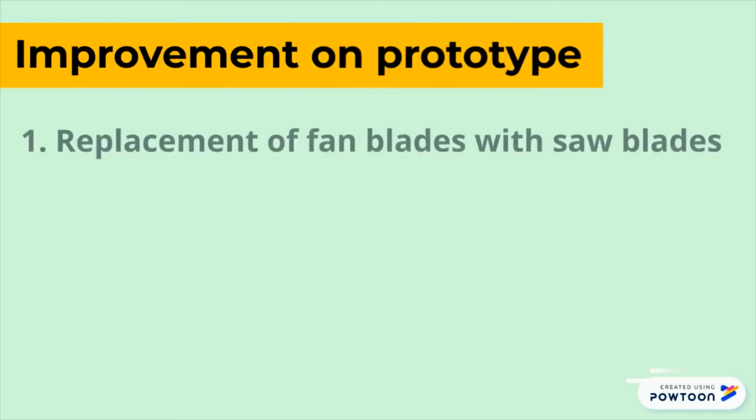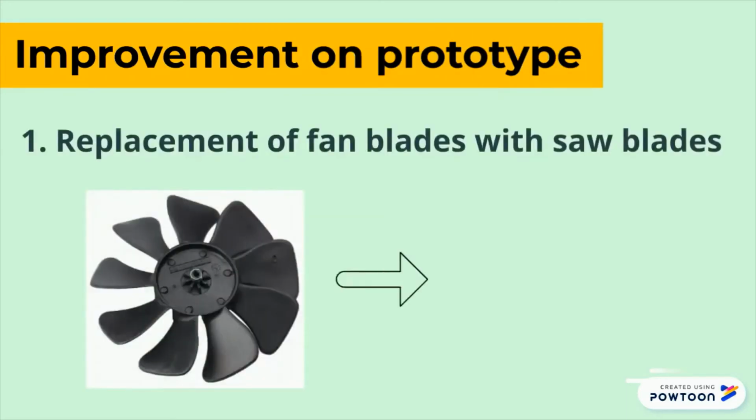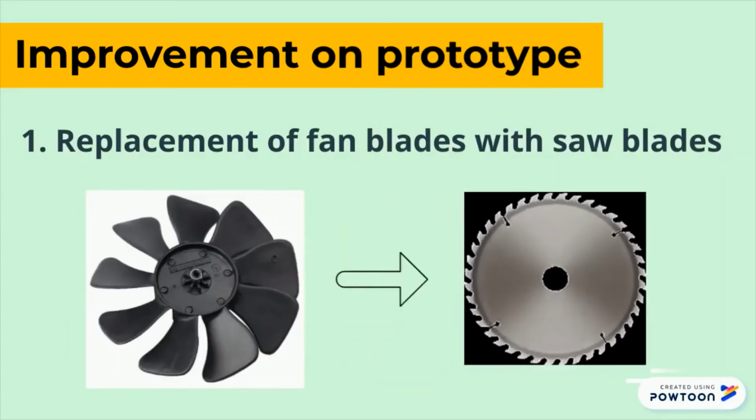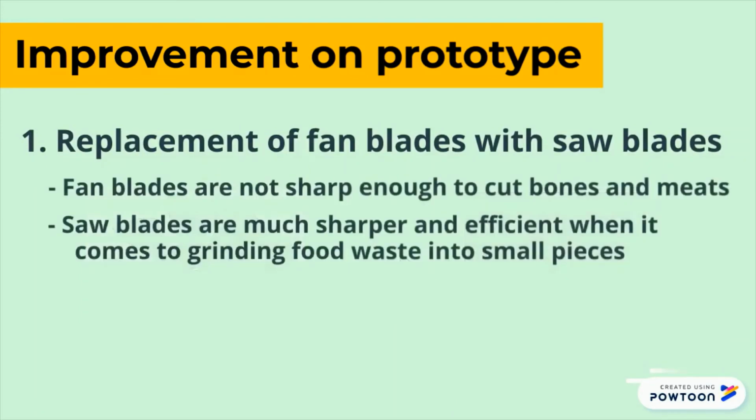The first improvement that has been made on the prototype is the replacement of fan blades with saw blades. The reason behind this replacement is that fan blades are not sharp enough to cut bones and meat, while saw blades are much sharper and more efficient when it comes to grinding food waste into small pieces.